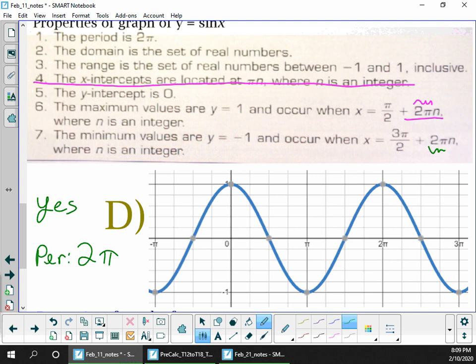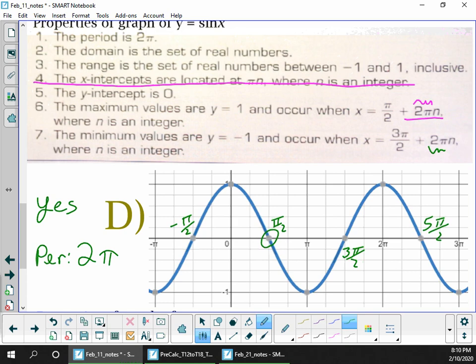Is this a sine graph? It has a period of 2 pi. The domain is the set of all real numbers. The range is between -1 and +1. Uh-oh. See that line number 4 is up there? The x-intercepts are located at... it didn't cross 0 at a pi. It crossed at pi over 2, and 3 pi over 2, and 5 pi over 2. It's not hitting the x-axis at a pi. This is not a sine function.